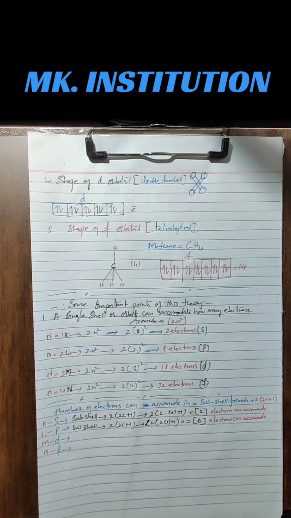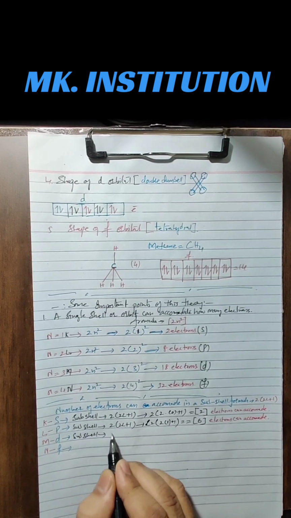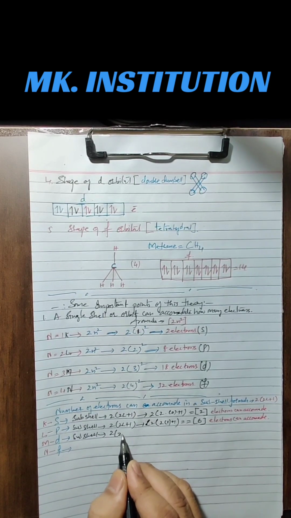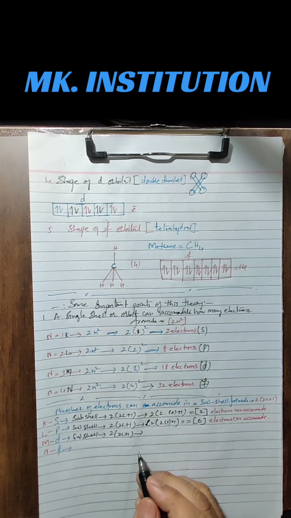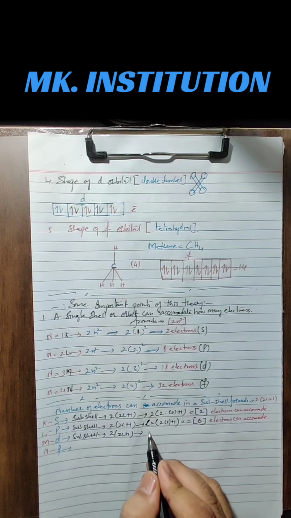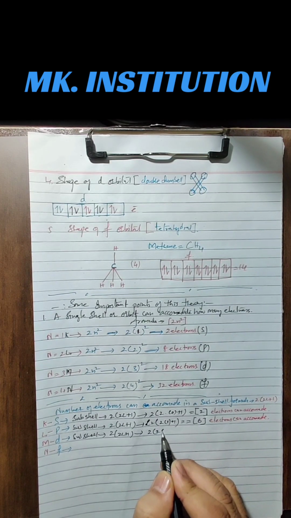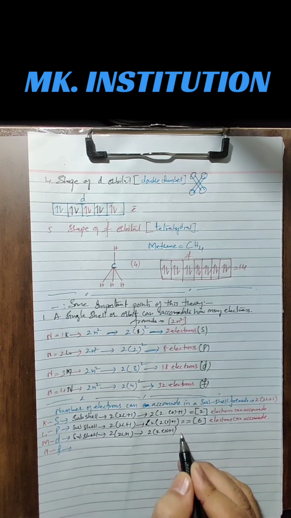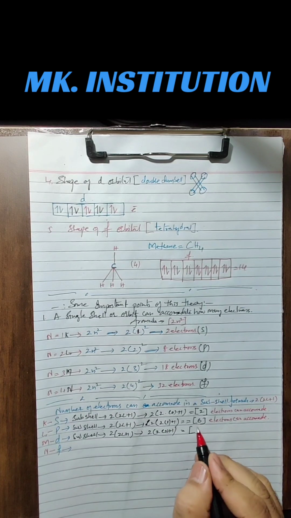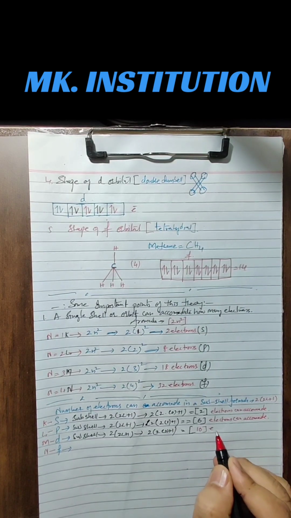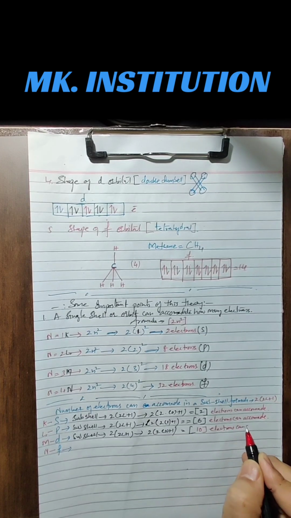Now the D subshell. 2 into 2L plus 1. Clear? Then here 2 into 2 plus 1. How much are you getting here now? 10 electrons can accommodate here.